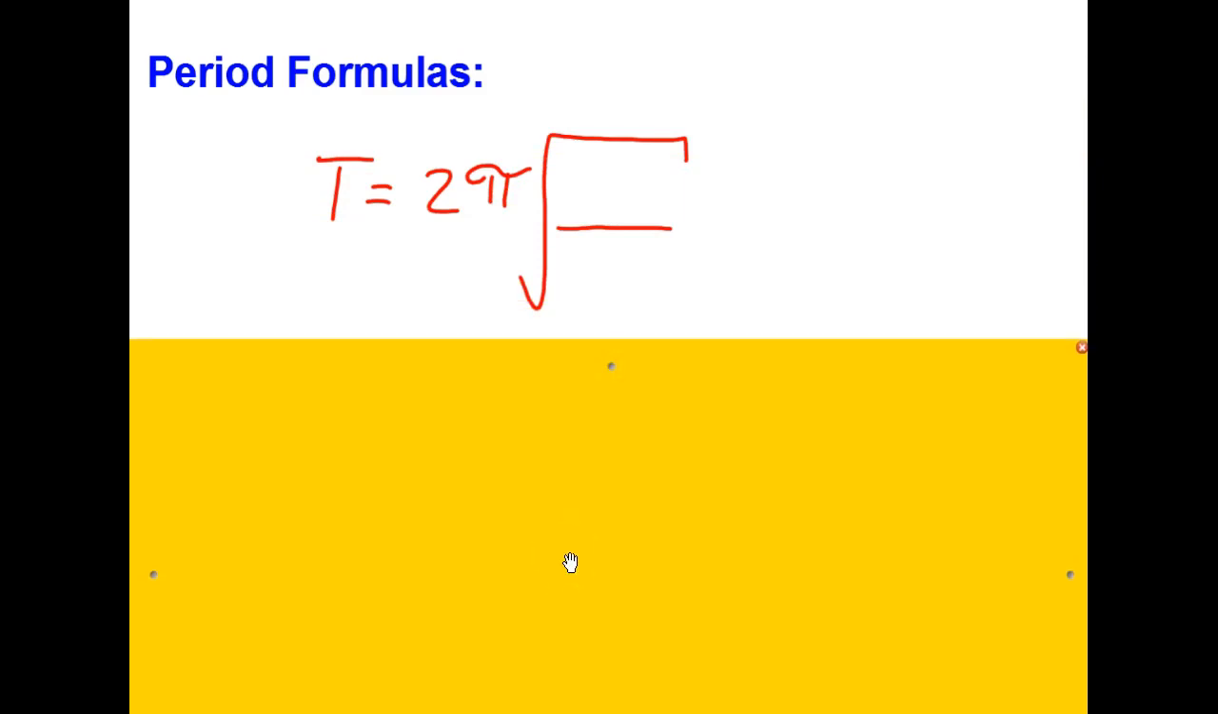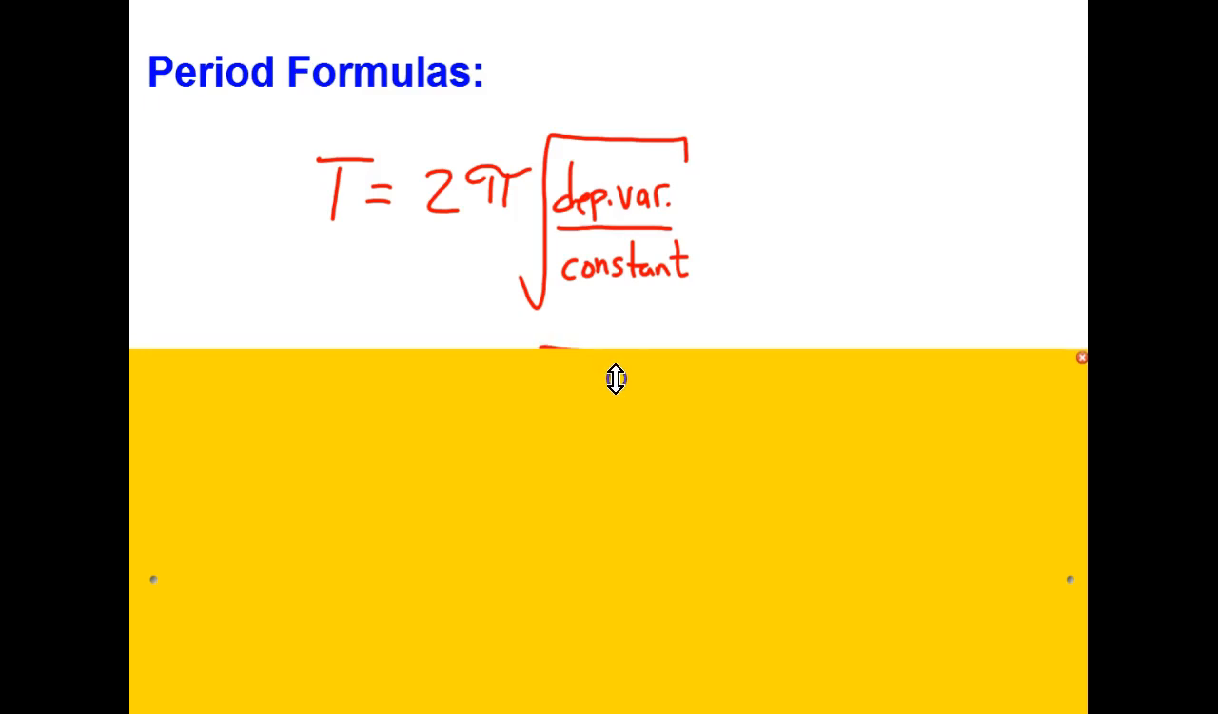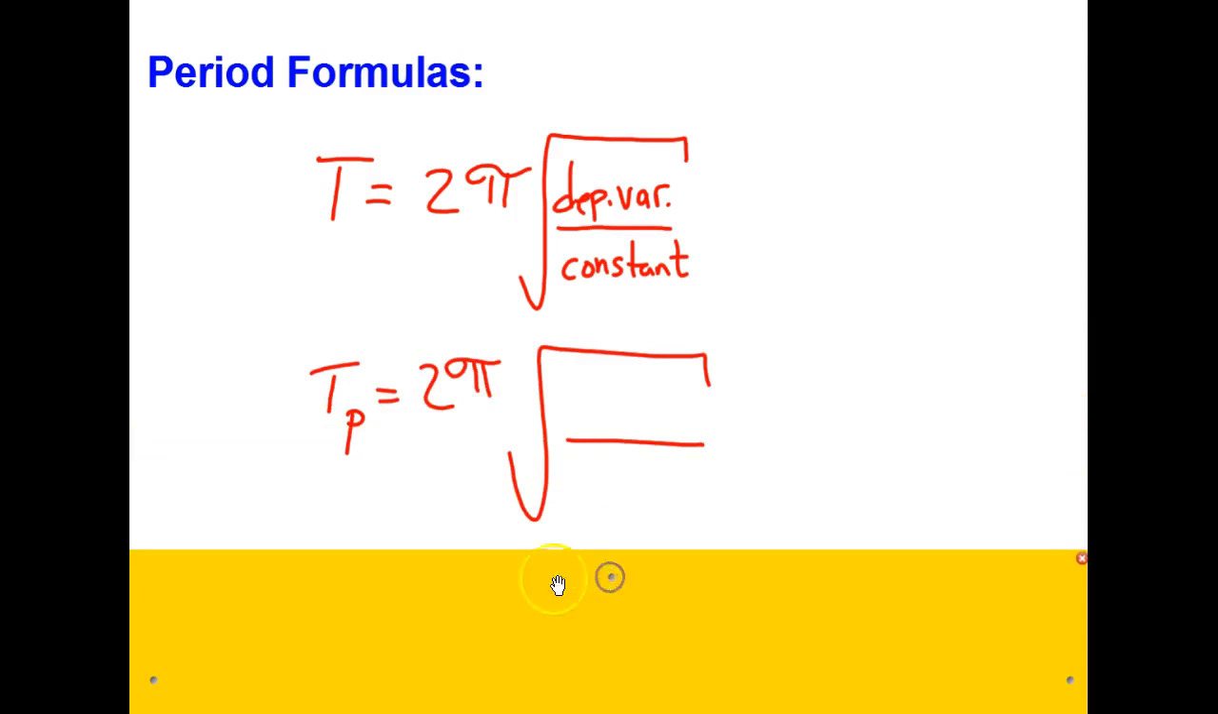Both period formulas, no matter if it's a pendulum or a mass oscillating on a spring, are T equals 2 pi square root, and you have two quantities inside the square root, in the form of a fraction. Here's how you remember this: 2 pi square root of the dependent variable over the constant. So T equals 2 pi square root of dependent variable over constant. Now, let's apply this for the pendulum.